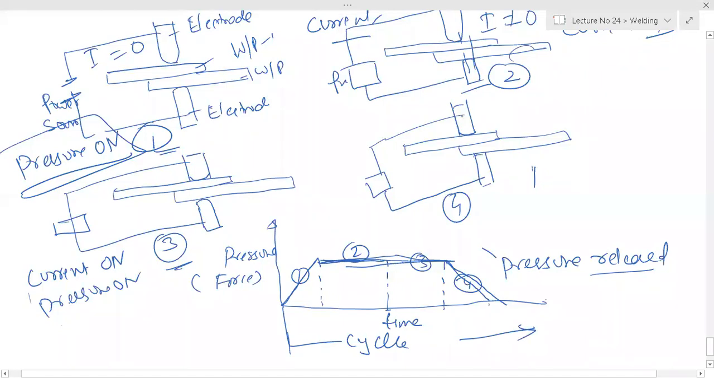And when you do this, the weld joint will form here. Weld joint will form. Here, there is no weld joint. Weld joint will form. That is your spot welding.